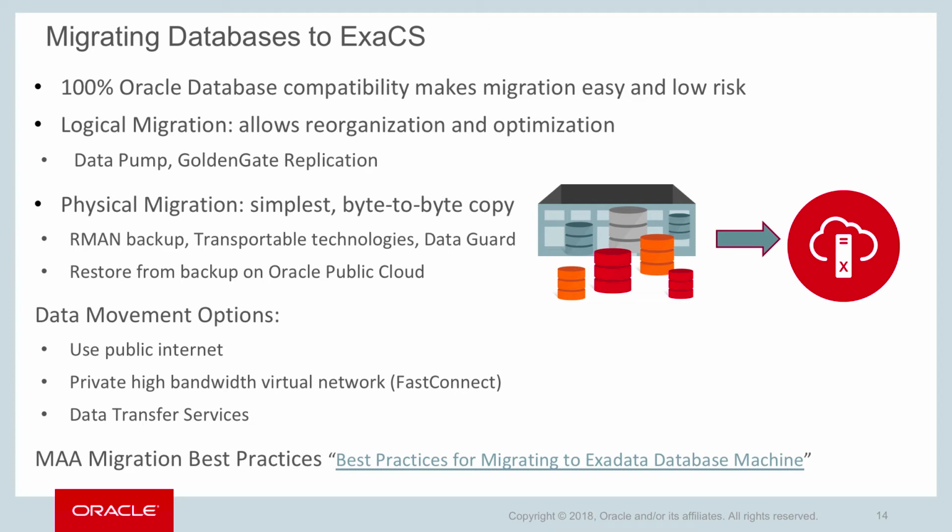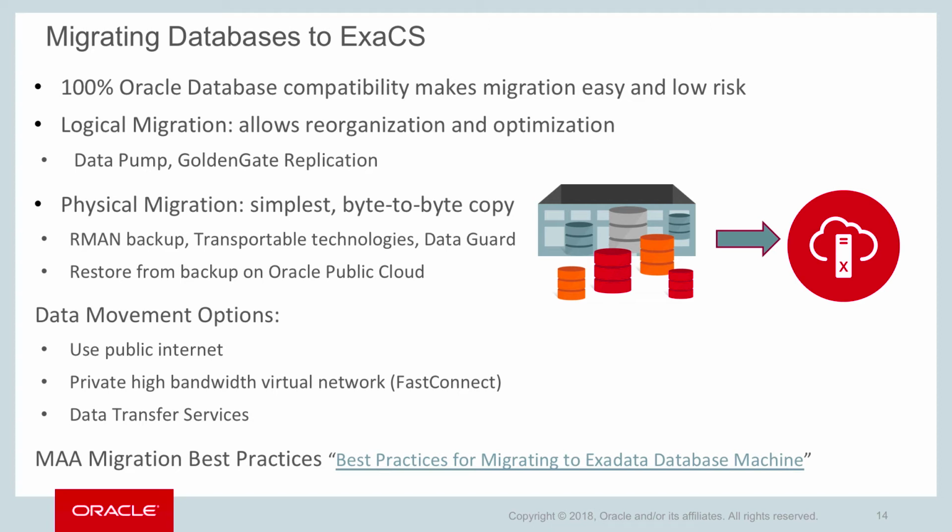Logical migration allows reorganization and optimization. You can use tools like Data Pump or Golden Gate replication to assist with logical migration. When you go with the physical migration option, it is the simplest byte-to-byte copy of the on-premises database. You can use RMAN backups, transportable technologies, or DataGuard to assist you with this migration. Or you can also restore from backup on Oracle Public Cloud.